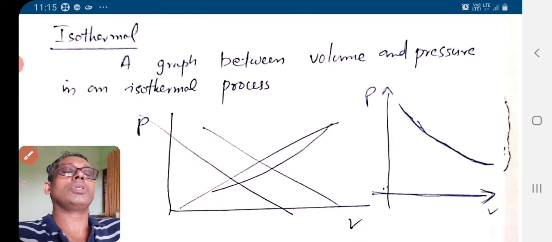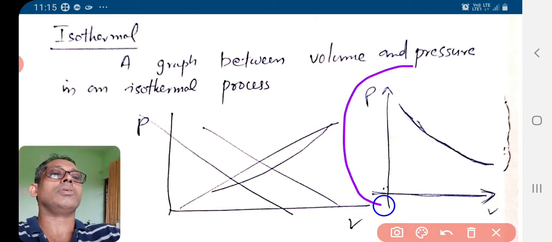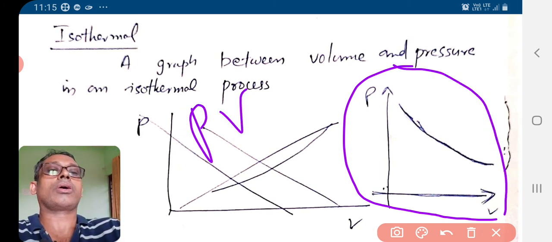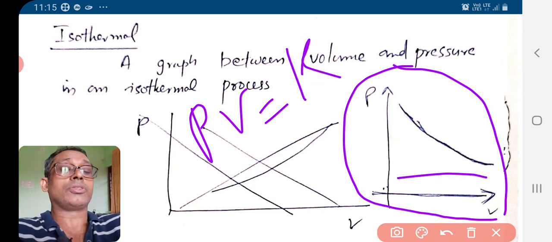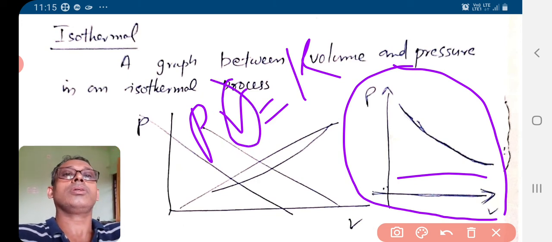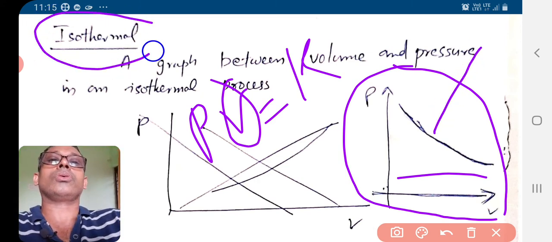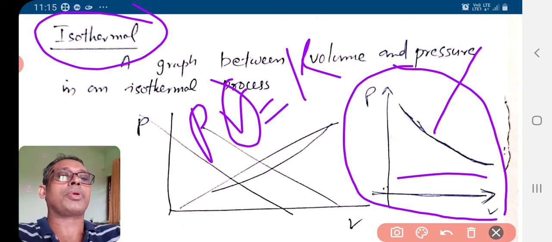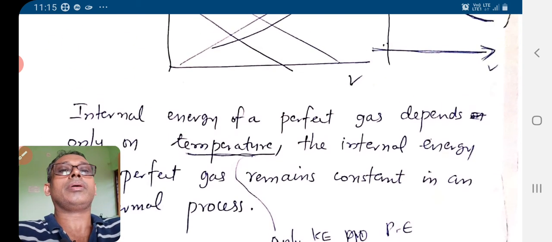So if you draw a graph between pressure and volume in this case, you will have a shape like this. If you increase the pressure, the volume decreases because PV is a constant. If you decrease the pressure, the volume increases. PV is a constant. This is called an isothermal, and it represents an isothermal process.